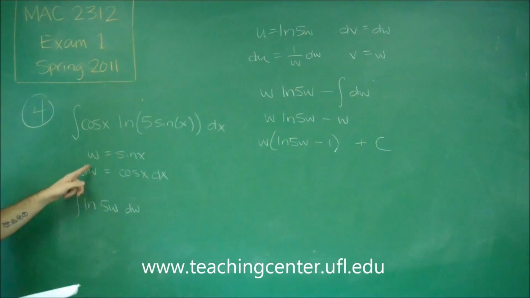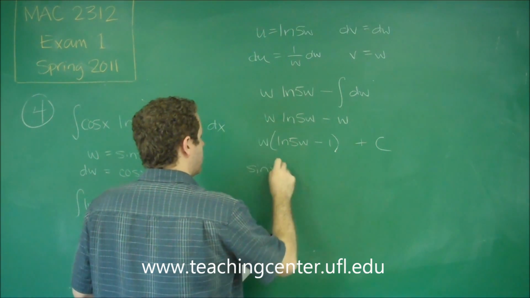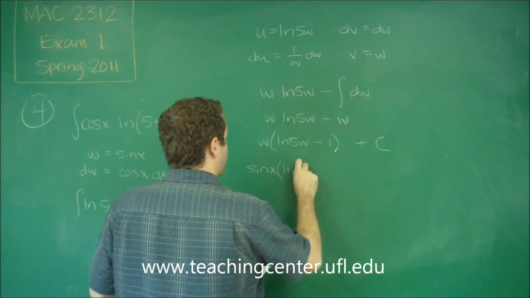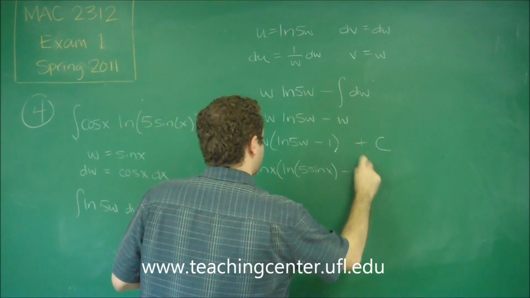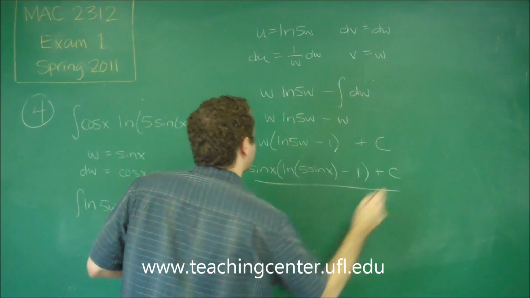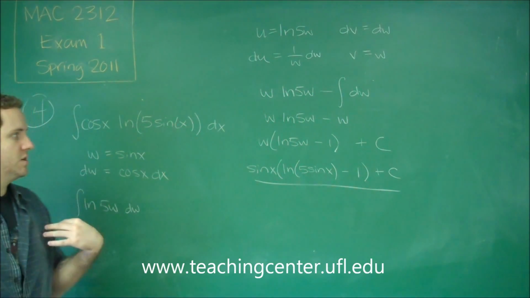Finally we just need to plug back in what we originally had for w. So we get sine of x ln of 5 sine x minus 1 plus c. So we had to use a couple different strategies there, both substitution and integration by parts.